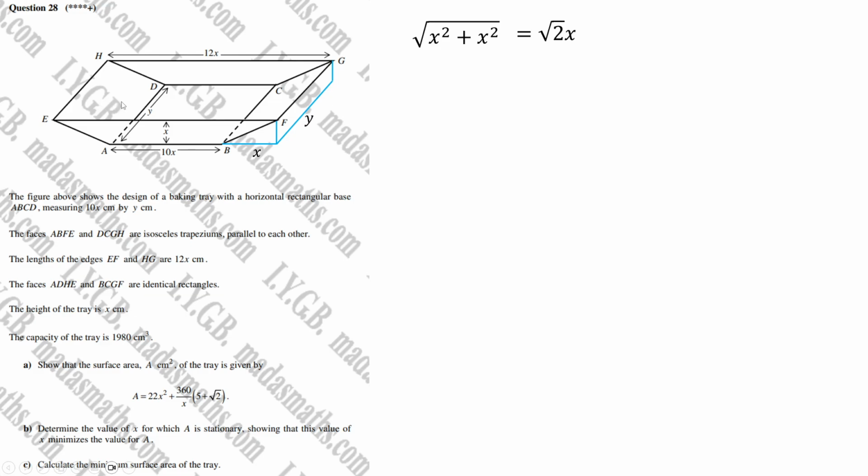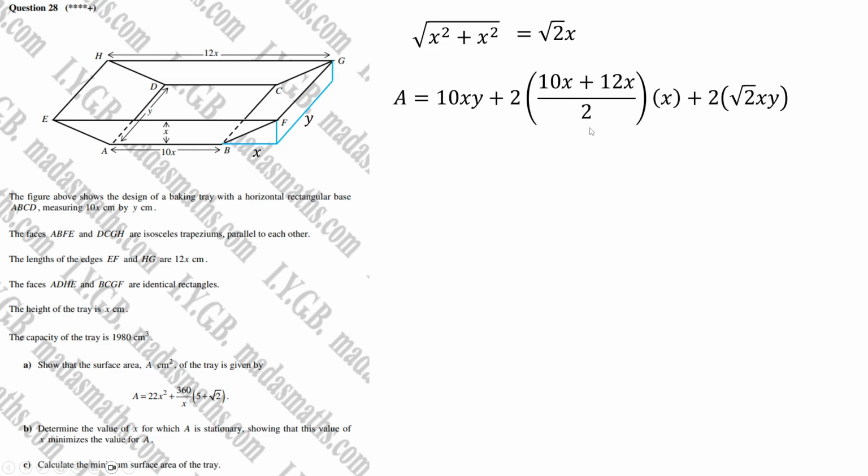What else? You've got this 10x y here, and then you've got a trapezium. The formula for the area of a trapezium is a plus b divided by 2 times the height. So you've got here 12x add 10x, divide by 2, multiply by 10x, the height. You'll get that as the area. Just add it up, so the 2 and 2 cancel. This becomes 22x squared, and this becomes 2 root 2 xy.